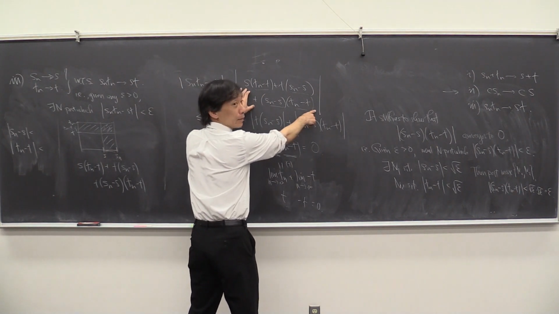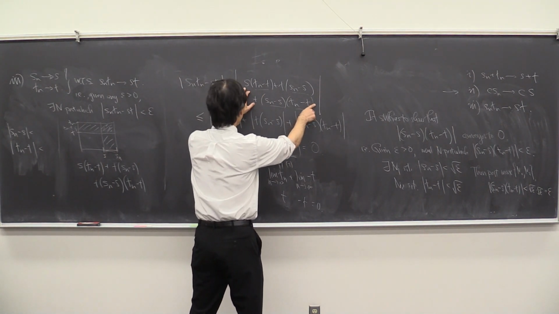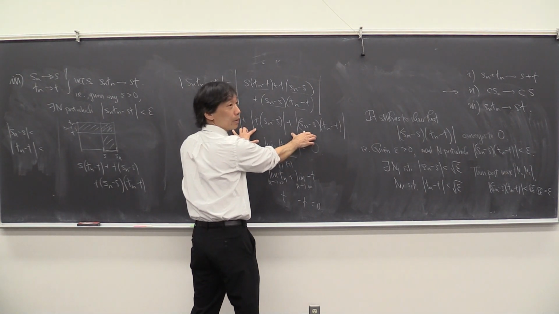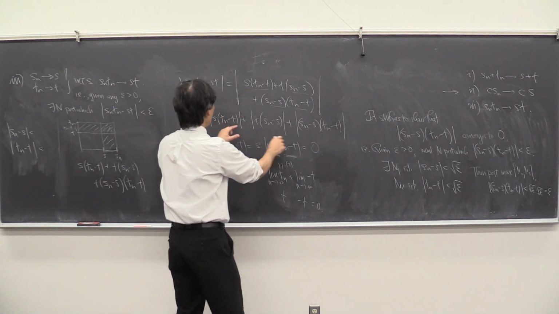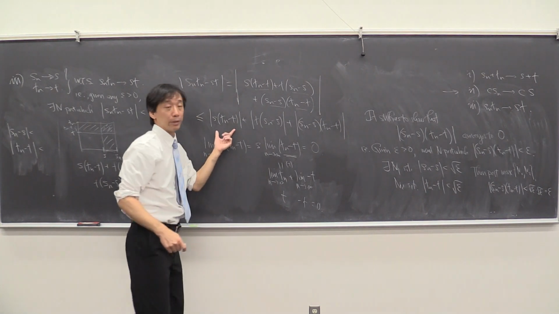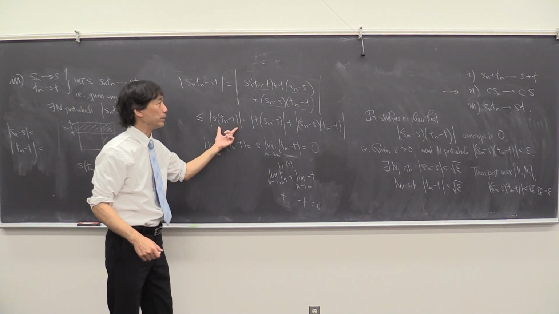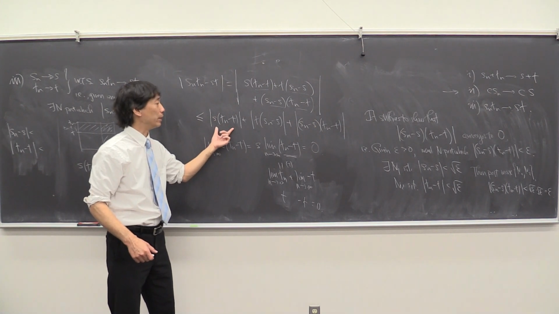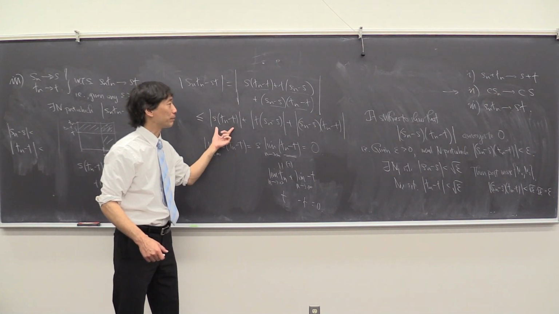Now this thing is equal to this thing, and this thing is controlled by these things here. Each of these guys goes to 0, right? Each of these guys goes to 0 by the earlier results.